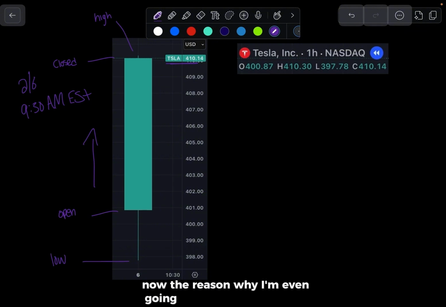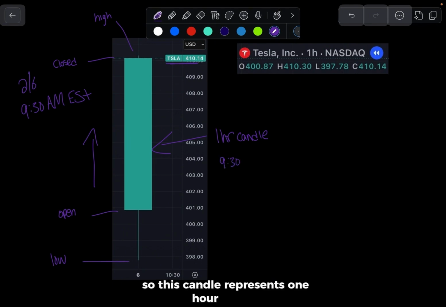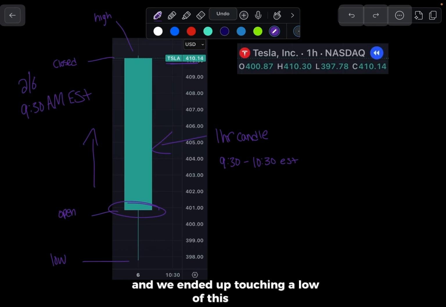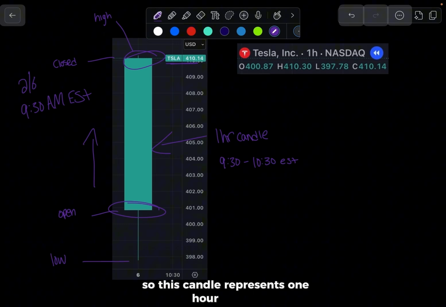Now, the reason why I'm even going over this to begin with is because this is actually a 1 hour candle. So this candle represents 1 hour of time from 9:30 to 10:30 EST. The candle opened here at 9:30, and we ended up touching the low of this point and then going back up and closing up here at 10:30. So this candle represents 1 hour of time.